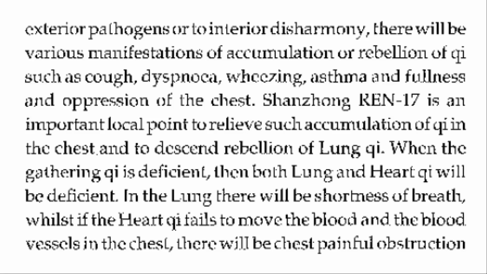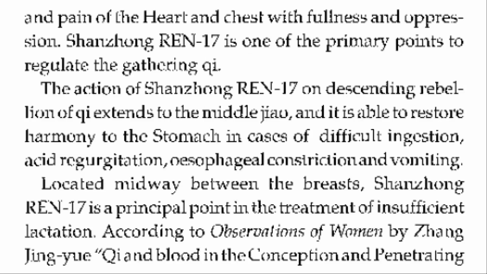When the gathering qi is deficient, then both the lung and heart qi will be deficient. In the lungs, there will be shortness of breath, while if the heart qi fails to move the blood and the blood vessels in the chest, there will be chest painful obstruction and pain in the heart and chest with fullness and oppression. Ren 17 is one of the primary points to regulate the gathering qi. The action of Ren 17 on descending rebellion of qi extends to the middle jiao, and it is able to restore harmony to the stomach in cases of difficult ingestion, acid regurgitation, esophageal constriction, and vomiting.